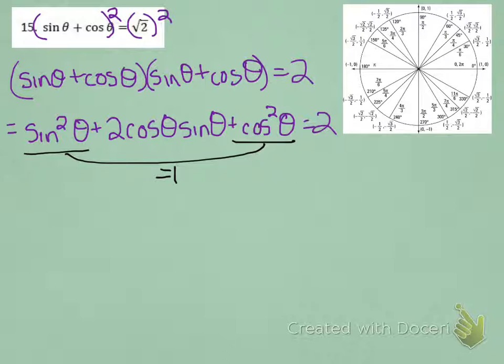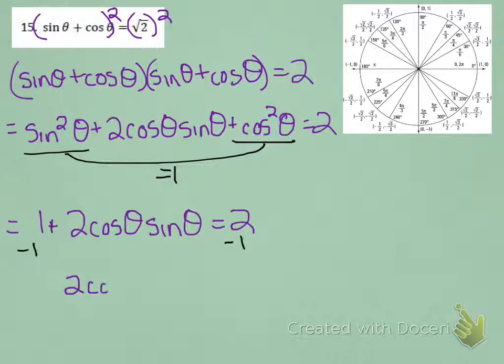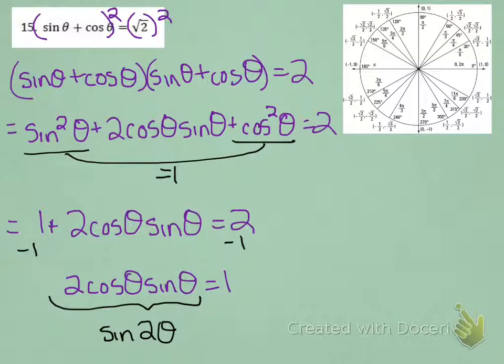Sine squared plus cosine squared simplifies to just 1. And so now I can rewrite this as 1 plus 2 cosine times sine is equal to 2. And I want to try and isolate those trig functions, so I need to subtract 1 from both sides. And if you're familiar enough with your formula sheet, what we're looking at right there is actually the formula for the double angle of sine. And so I can condense that down into one trig function by using that double angle formula instead of keeping it in terms of cosine and sine.